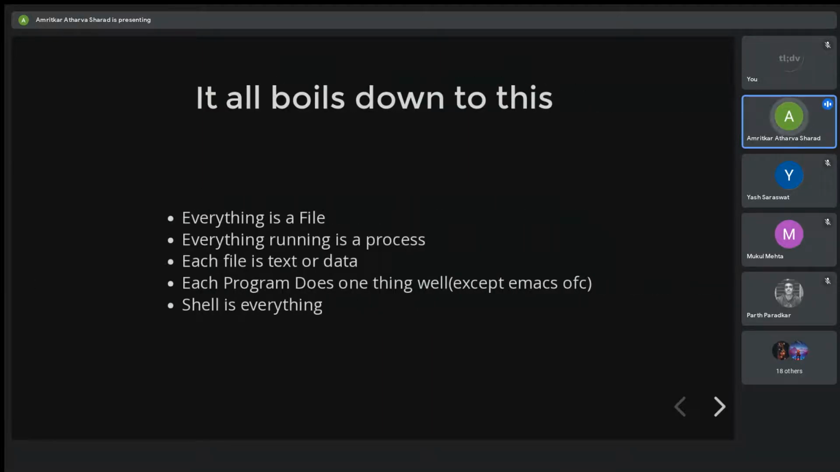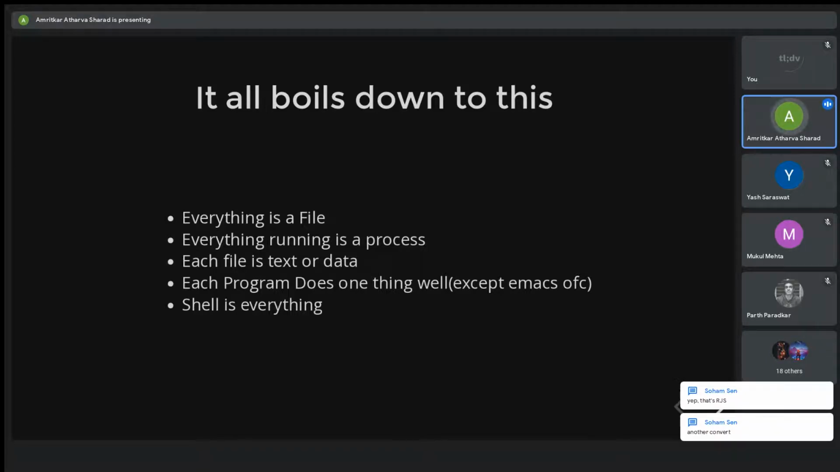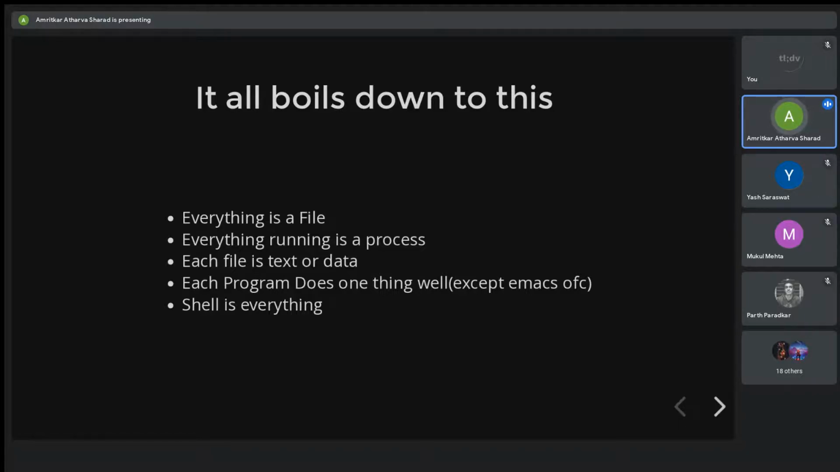So if we boil down all these rules that Unix has given, everything is a file and everything running is a process. Everything that we do can be seen in slash proc. You can change your directory and see all the processes, or use something like gtop or htop for the same. Then everything is in text or data file. Every device that we use is a file, and that can be opened in a text or data format.